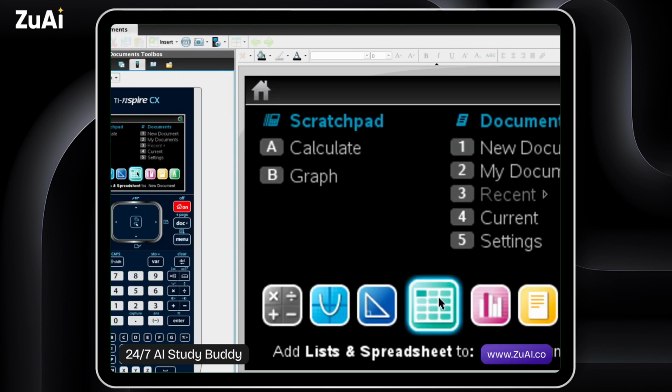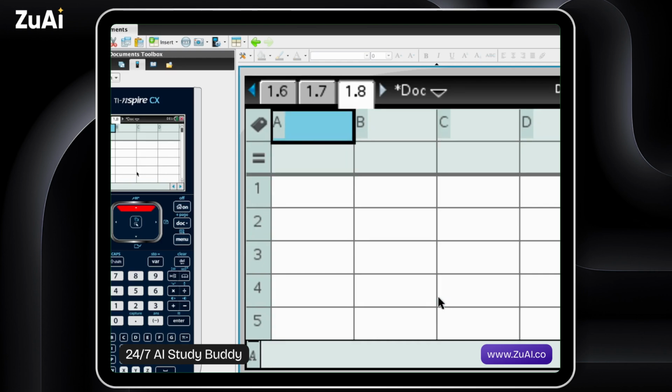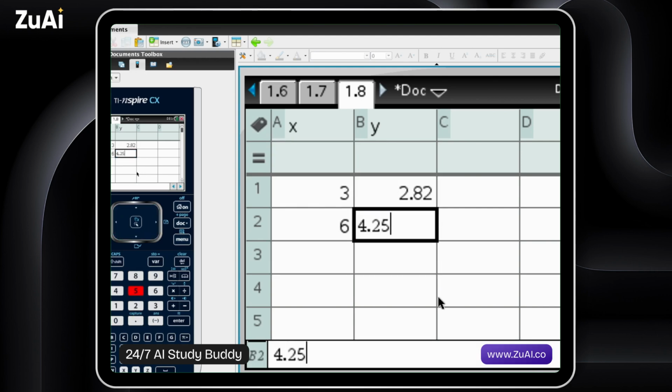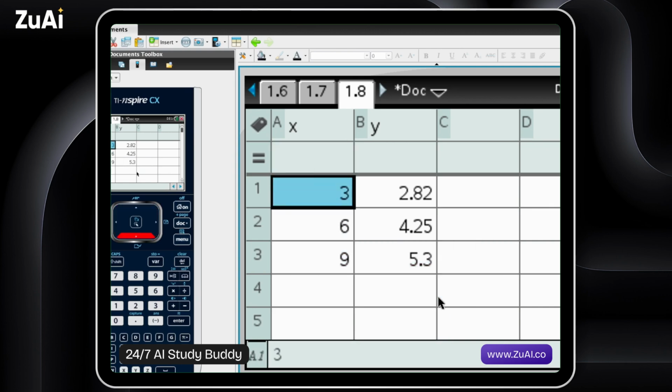If we go into spreadsheets and we write our x values, our horizontal distance, and our y values, or the height, and let's put in the values that they give us. 3 and 2.82, 6 and 4.25, and 9 and 5.30. We have those values for horizontal distance and height. Just like we need 2 values to find an equation of a line, we need 3 values to find a quadratic. So now we've got our values.